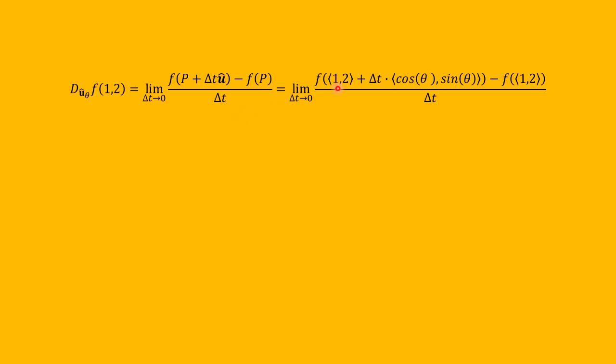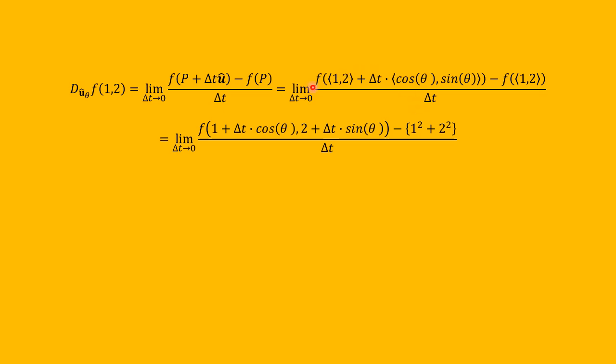So we plug in what P is, 1, 2. We plug in what the unit vector is, cosine theta, sine theta. We subtract f of P, which is f of 1, 2, divided by delta t. So when we write all of this out, we get this, remembering that f of x, y is x squared plus y squared. So f of 1, 2 is 1 squared plus 2 squared. So far, I just left f of this the way that we had it up here.